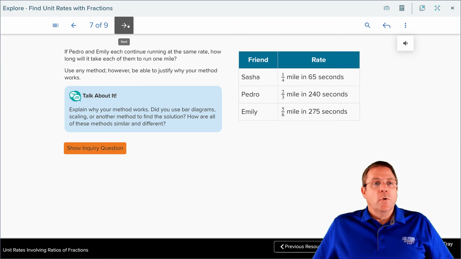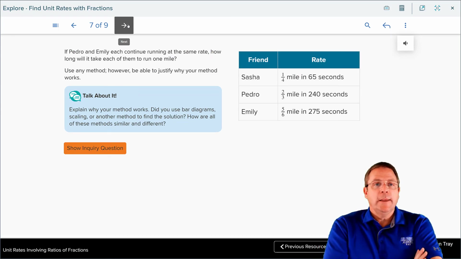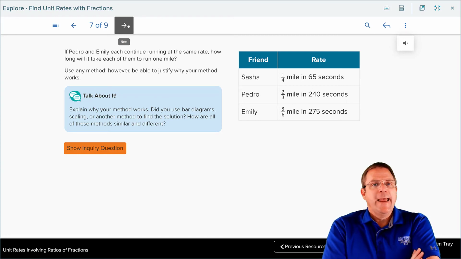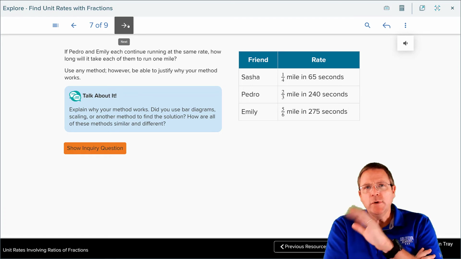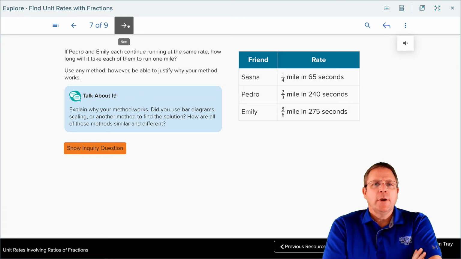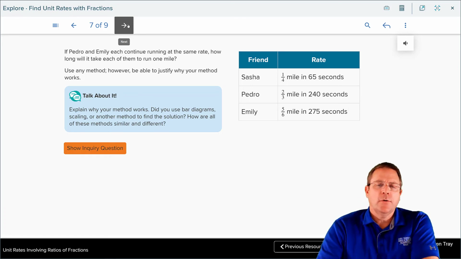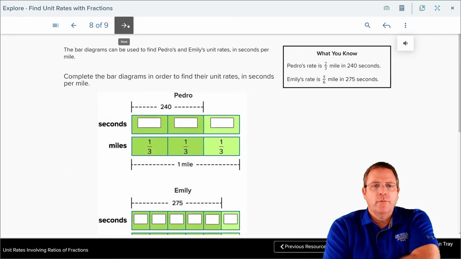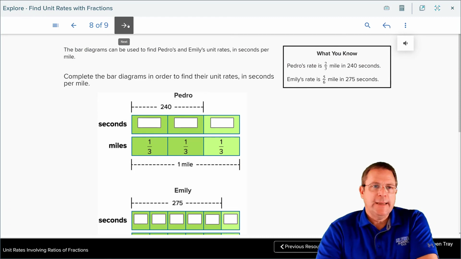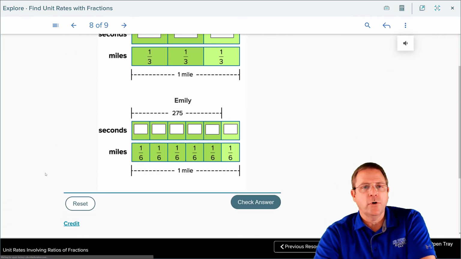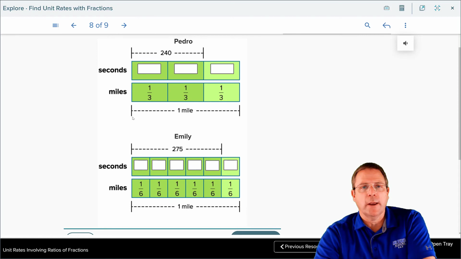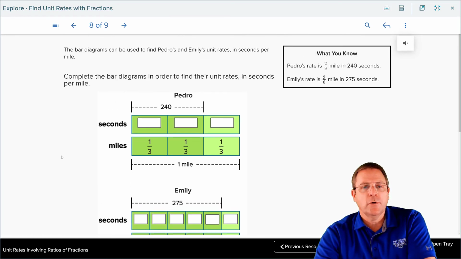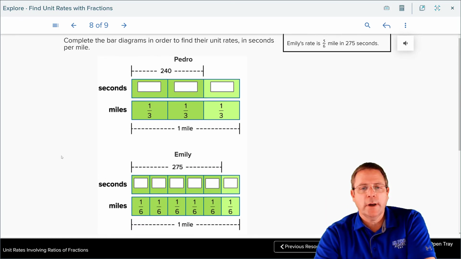So now we got some more. If Pedro and Emily each continued running at the same rate, how long will it take each of them to run 1 mile? You get to use any method you want, but you must be able to justify your answer. What you're going to do is solve each of them and put your answers in here, and here they got it set up for you to solve it using the bar diagram. So you guys pause the recording, fill in the blanks on the bar diagram, and then we will go over it.